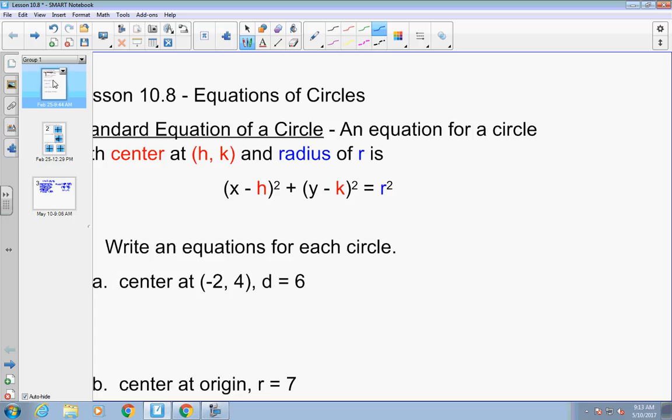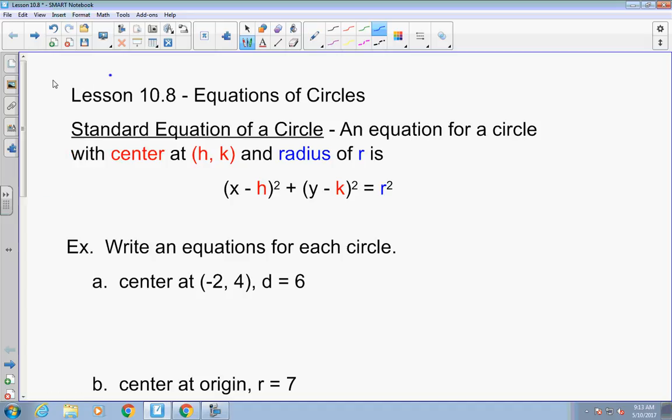All right. So like I said, we're talking about equations of circles. And this is the standard equation for a circle, okay? h, k represents the center of the circle, and r represents the radius. So it's x minus h quantity squared plus y minus k quantity squared equals r squared. Okay, that is the standard equation for a circle.